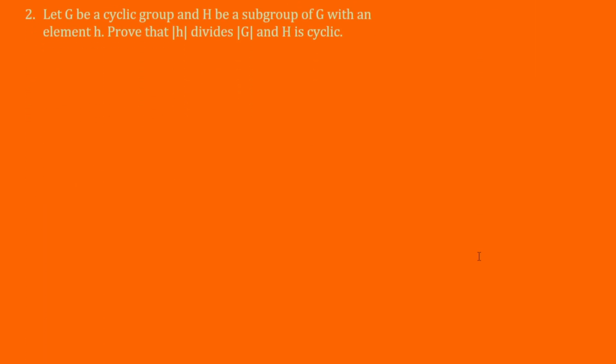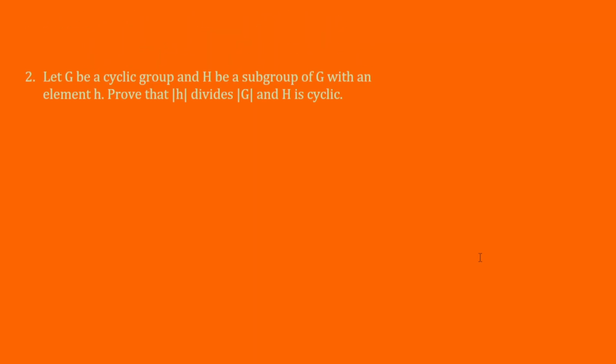So we have: let G be a cyclic group and H be a subgroup of G with an element h. And we're asked to prove that the order of H divides the order of G and H is cyclic. Okay, so this is going to be real similar to when we proved the fundamental theorem of cyclic groups. So we will use a similar proof to that. So we're going to let G be equal to <h> and H be a subgroup of G.